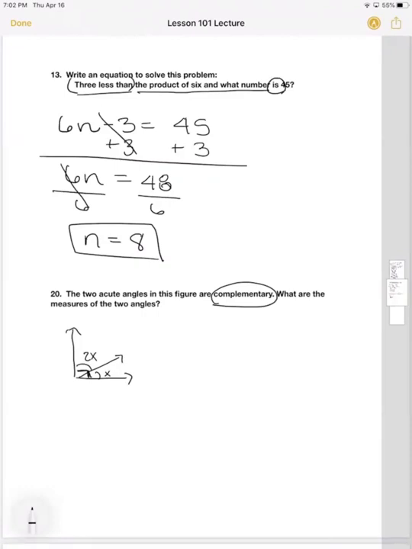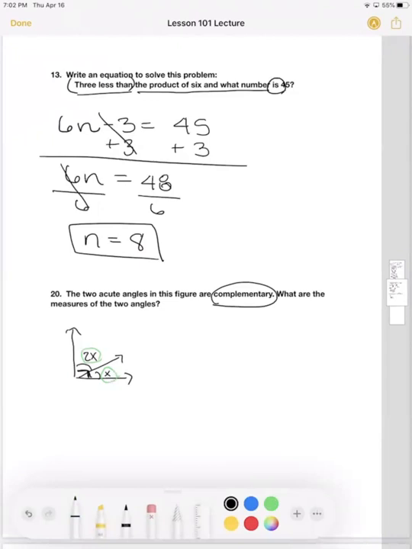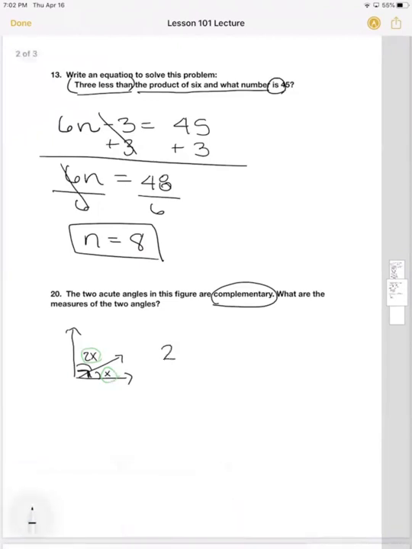All right, now, can I write an equation from this? Well, I know one of my angles has a measurement of 2x. My other angle has a measure of x. And together, they are complementary, or they add up to 90 degrees. So we can make an equation. So I've got the angle 2x plus the angle x together add up to 90 degrees.